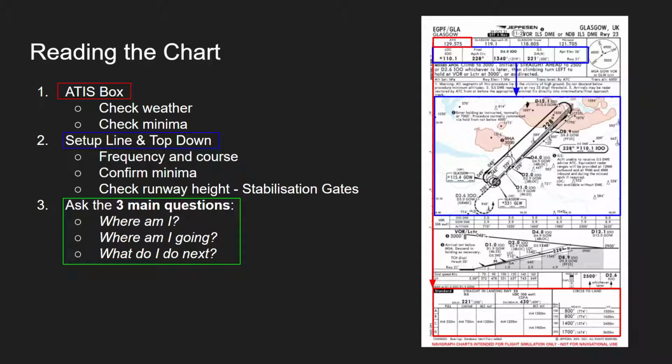If you're not fully configured and you don't meet those criteria by 1,100 feet, you have to go around. You can continue the approach, right? But you have to go around before you land. And I'll tell you why that's useful later on. General aviation, we don't need to worry about that. We don't need to worry about stabilization gates, okay? But at least you know.